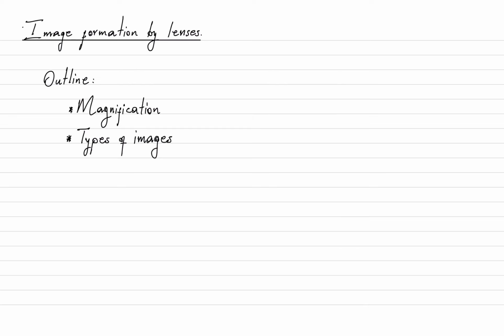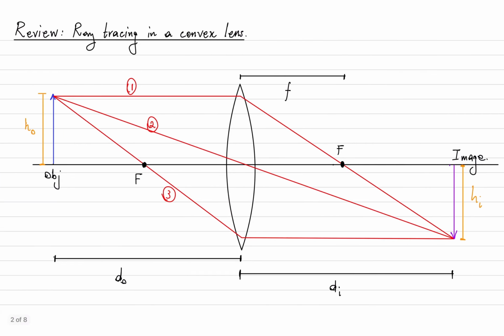So before we get into these two points, it's worth connecting this section to our previous section. We will look at the ray tracing rules in the context of a convex lens. So remember that when we have a convex lens, and particularly a thin lens, I should remind you that a thin lens is a lens which by virtue of its thickness prevents chromatic aberration or dispersion.